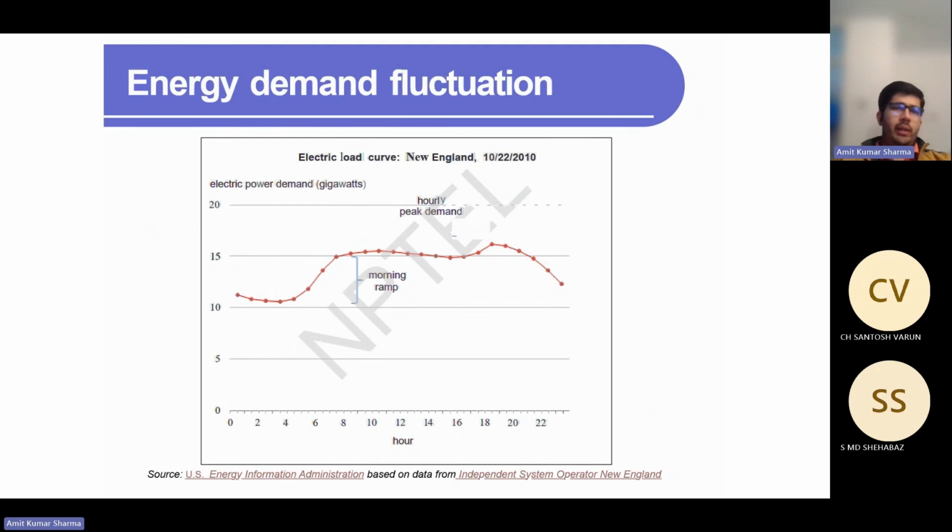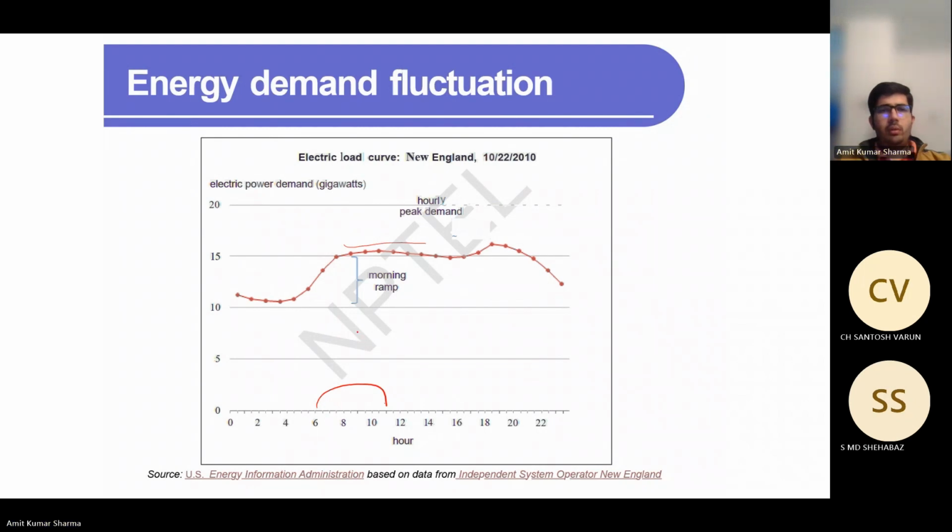So this diagram is showing the energy demand fluctuation. You can see early morning the demand is very low. As the time goes from 6 p.m. to 10 p.m., demand is increasing. After that, it's quite similar.